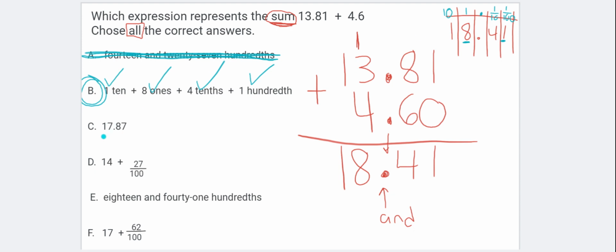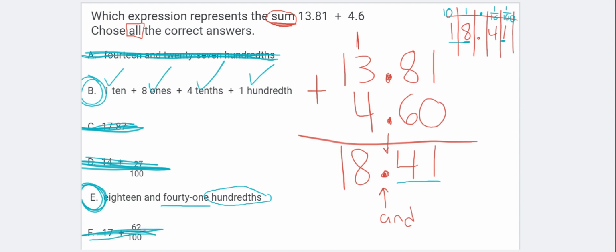Let's take a look at C. 17.87. That does not match my answer of 18.41, so I can cross it out. 14 wholes. I didn't have 14 wholes, so I can cross it out. 18. Okay, I had 18, and I had a decimal point. 41. I have 41. And is the 41 in the hundredths? The 41 is in the hundredths place. So this would be one of the correct answers. And then finally, 17 wholes. I don't have 17 wholes, so I can cross that out.